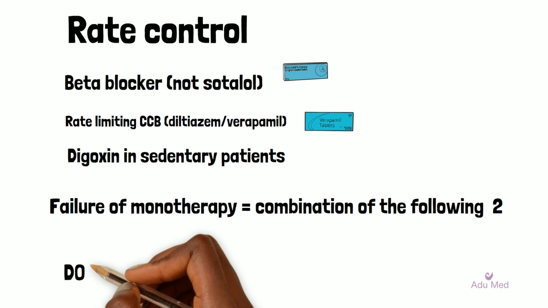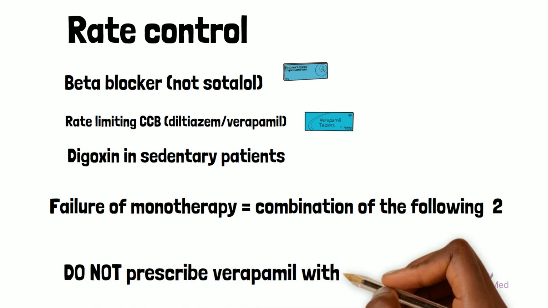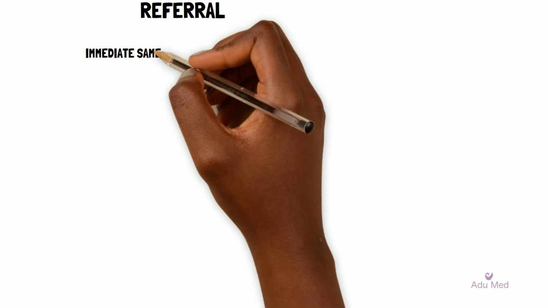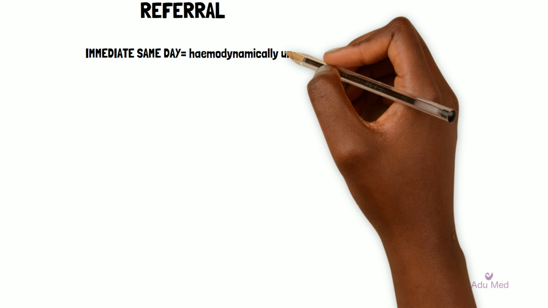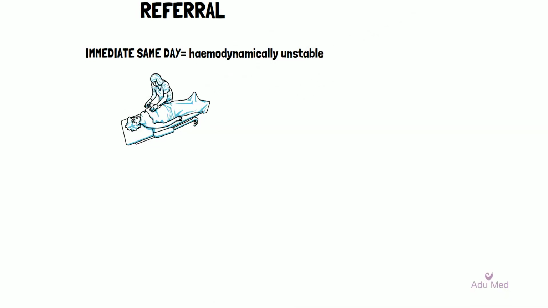A key point to remember is that verapamil should not be prescribed with beta blockers due to a risk of hypotension and asystole. So, when do we refer in AF? Well, we do so in the following 3 conditions. An immediate same-day referral if the patient is hemodynamically unstable or acutely unwell, such as in fast AF.